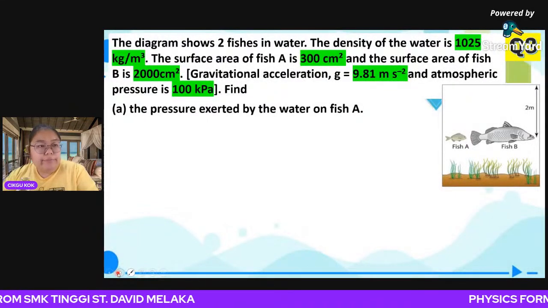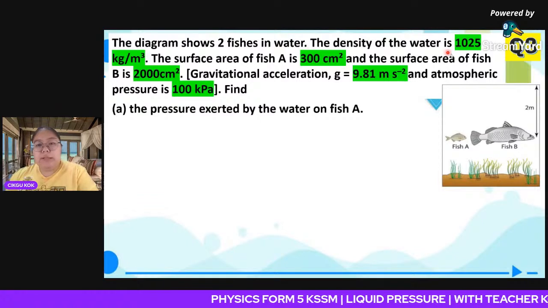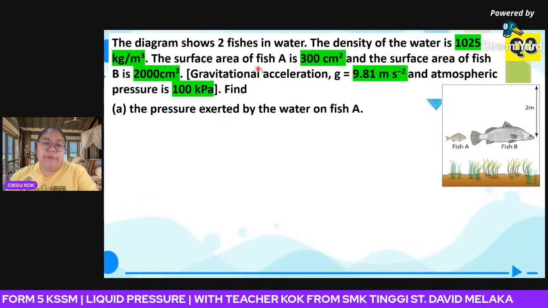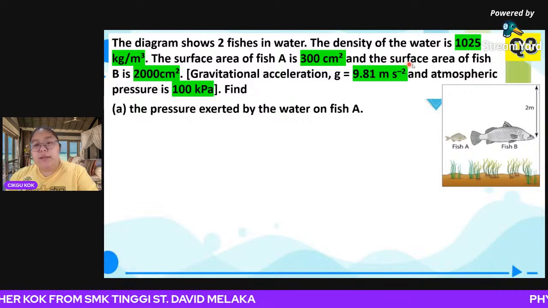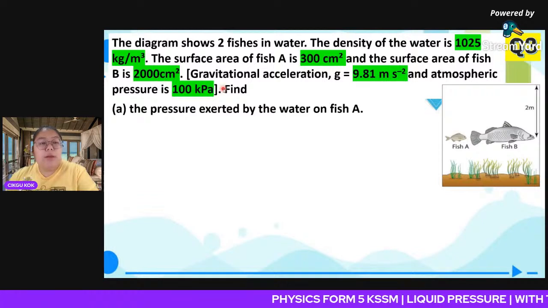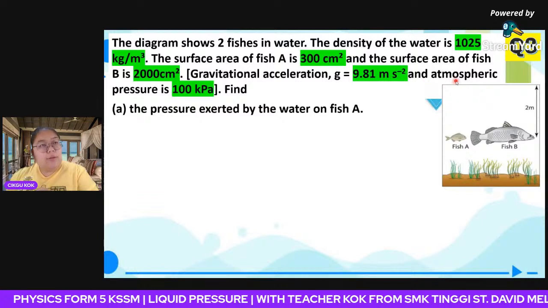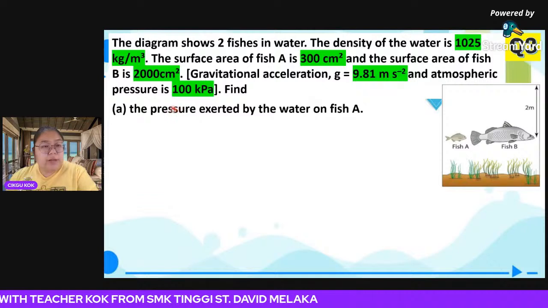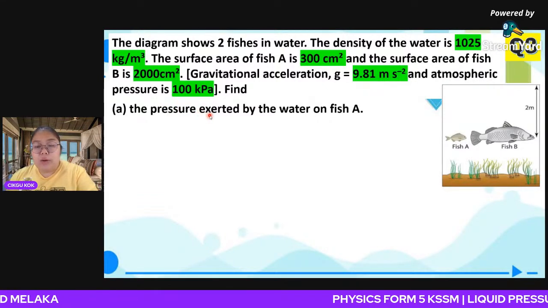Third one has a diagram. A nice diagram showing two fishes in the water. The density of the water is 1,025 kilogram per meter cube. The surface area of fish A is 300 cm square, and the surface area of fish B is 2,000 cm square. Gravitational acceleration: now the question provides 9.81. And one extra thing, there's atmospheric pressure. They give you atmospheric pressure, 100 kilopascal. So that means later we need to use all the info they give you.